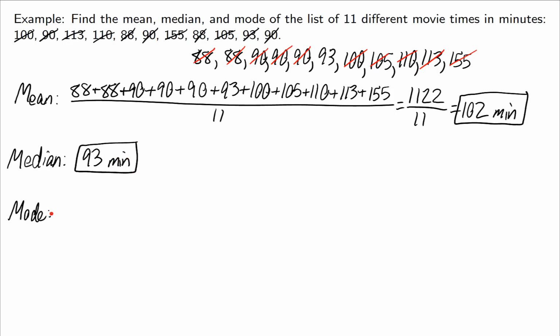Now the mode. When your data is in order, it's usually pretty easy to spot the mode. The mode is the number that appeared the most times. That number was 90. The mode is 90 minutes, and I like to mention that it appeared 3 times.